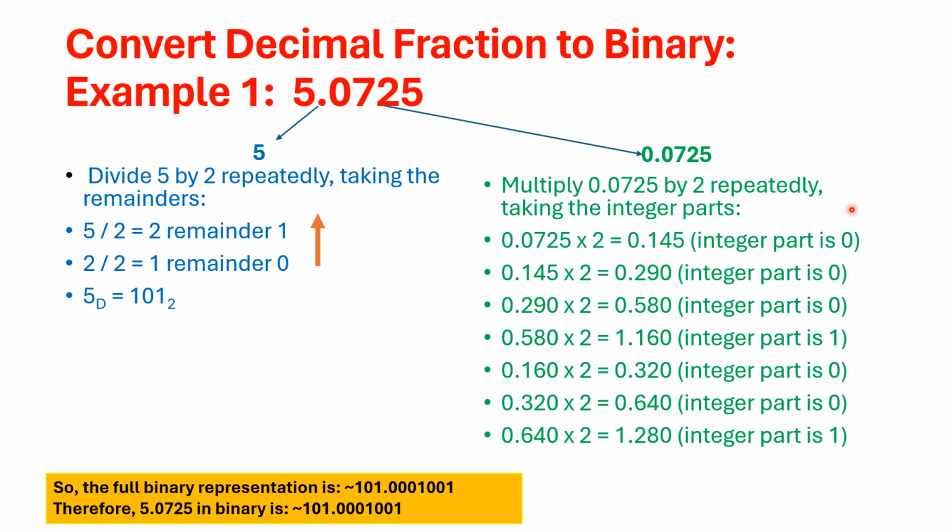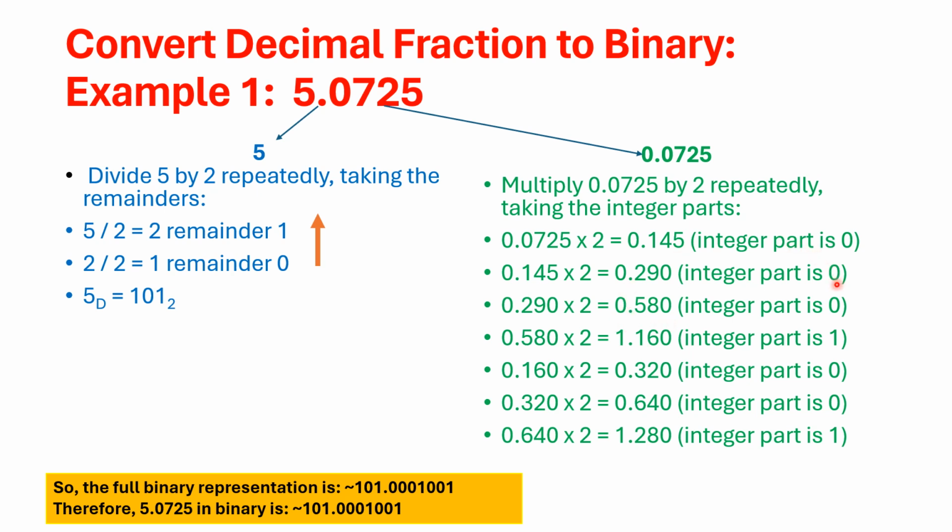Now the resultant 0.145 we multiply by 2. Our answer is 0.290. Here our integer part is 0. So we write this 0 here, and the remaining is 0.290. We multiply 0.290 by 2. Our answer is 0.580, where again our integer part is 0. So this 0 again goes right here.